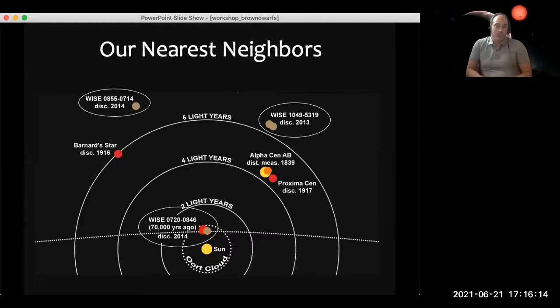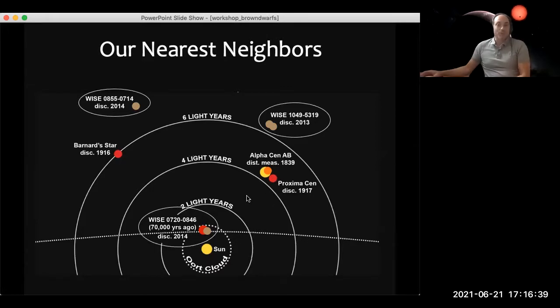Now, another interesting thing about brown dwarfs is we're finding that they actually tend to turn out to be some of our nearest stellar neighbors. And again, remember, we hadn't found any until the 1990s. But now that our technology is sensitive enough to find some of the coolest brown dwarfs that are known, we're starting to find that some of them are actually quite close to the sun. So this is a schematic map of our nearest neighbors.